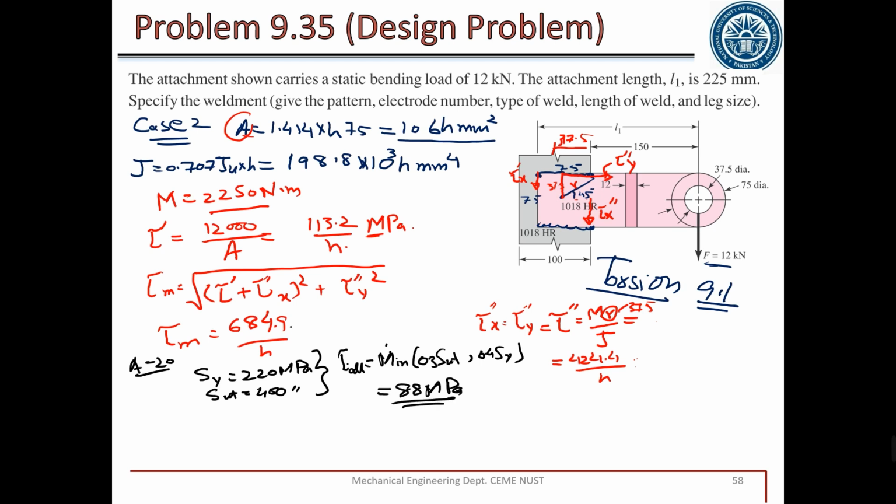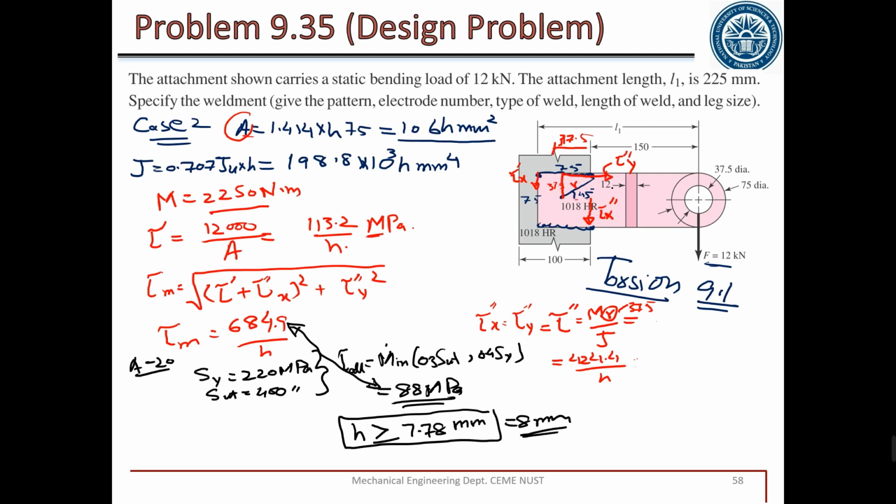Compare this tau allowable with this value. We have to compare these two values. 684.9 by h should be at least less than this value. It should be less than this value for a safer structure. So substituting that value, the value of h should be greater than or equal to 7.78 mm in this case, or we can say 8 mm.